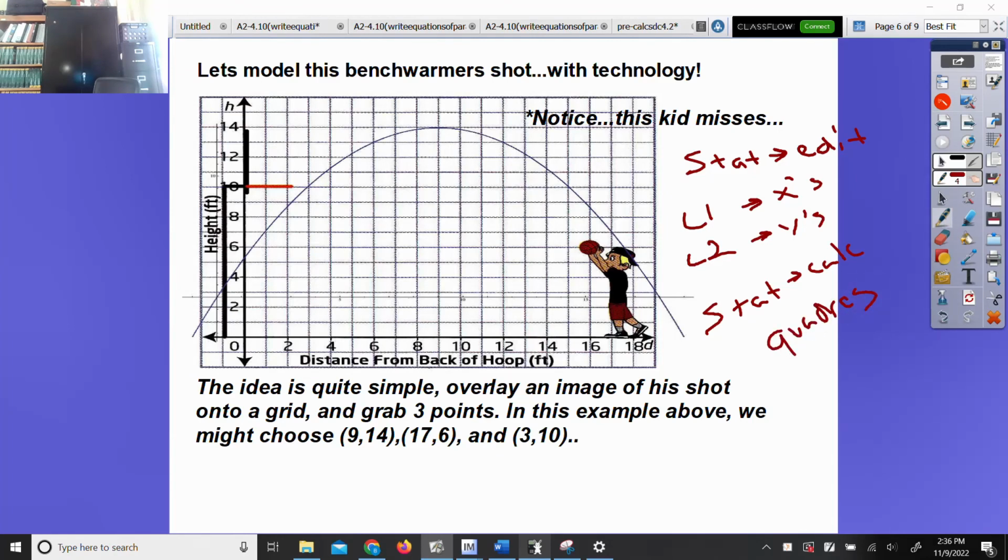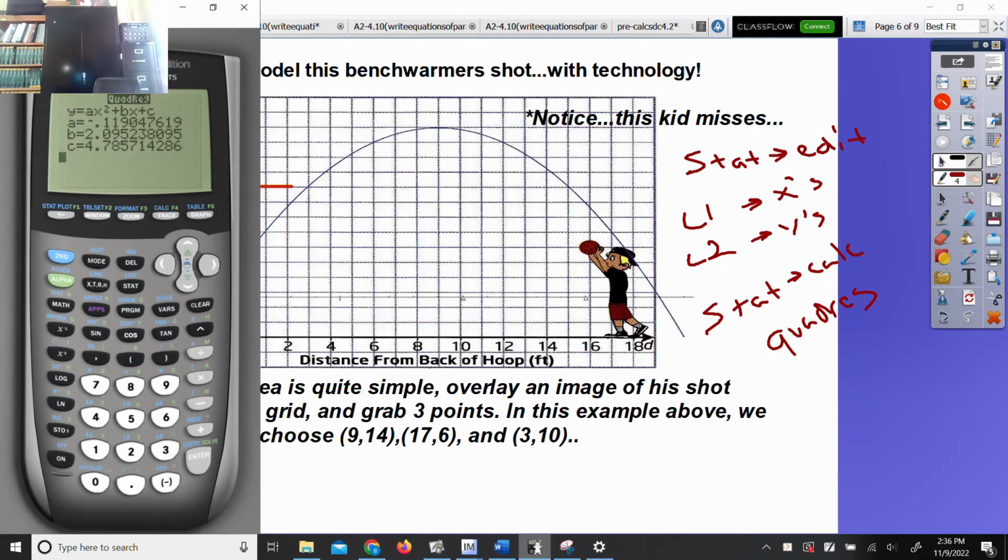You can choose 5, quadratic. Scroll down to calculate. There is a question on your test that involves knowing how to do that. Stat, calc, quadratic. And from there, all you do is you pick out A, B, and C. It even gives you standard form, doesn't it? Yes. Like I would let A be negative 0.119. I'd probably go 3 decimal places. B would be 2.095, and C would be 4.786.